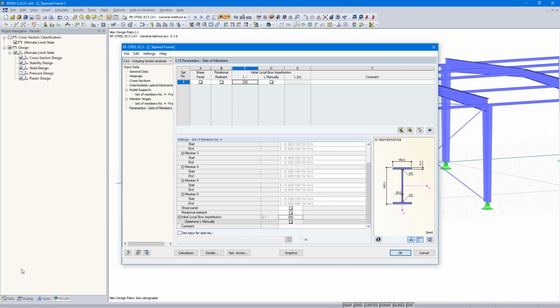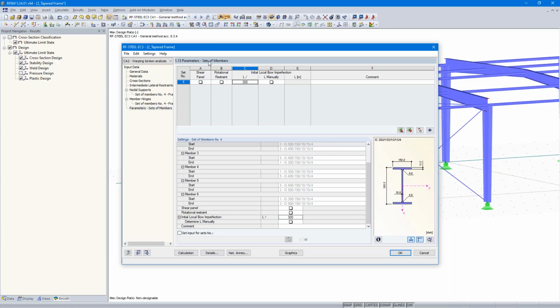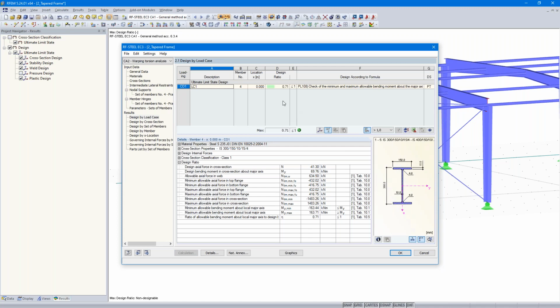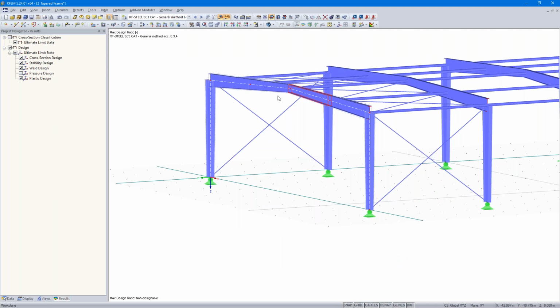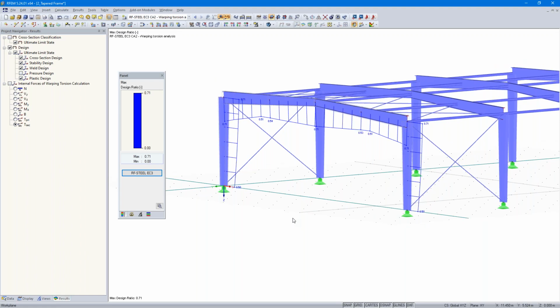I go back to the PowerPoint slide. Buckling curve D. Plastic design now. L divided by 200, because of the formula 0.5 multiplied by e0d. Okay, I enter that 200 and calculate all new. Now we get a design ratio of 71%. And that's the graphic.